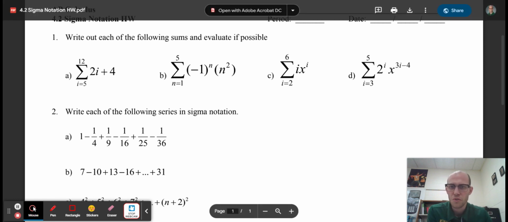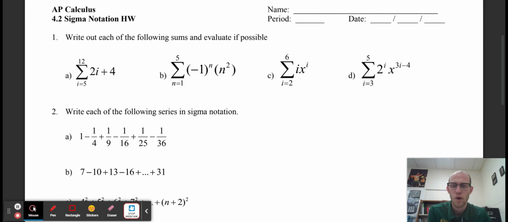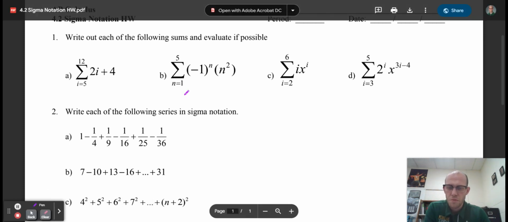I think it's important to do B because this is a powerful notation when you have this -1 to the n. This is the flip-flop of the sign. To put in our terms, we're going to start our index at 1. So -1 to the first power is -1, and 1 squared is 1. So that's our answer right there.